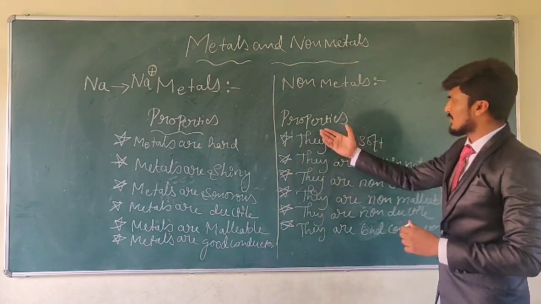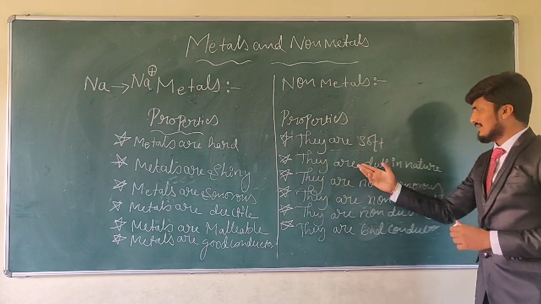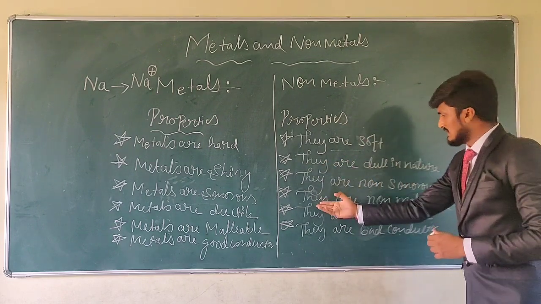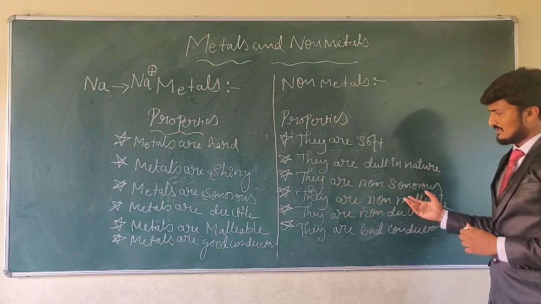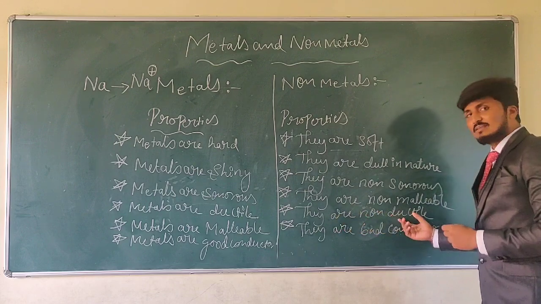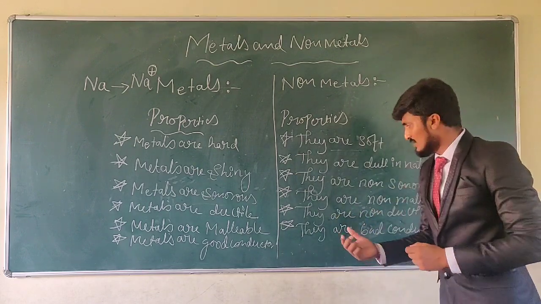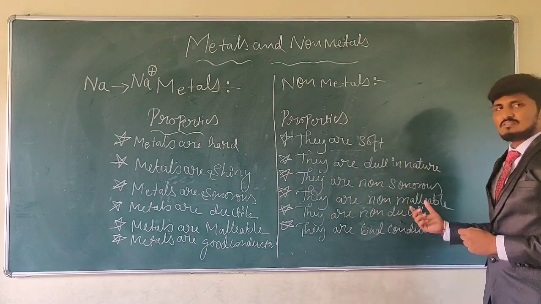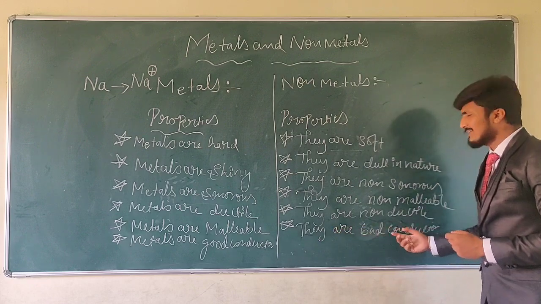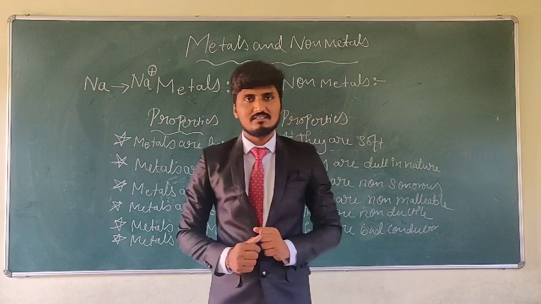Now, if you observe the properties of non-metals, they are soft in nature and dull in nature, that means they are not shiny. They are non-malleable, they cannot be drawn into thin wires. They are non-ductile, as they are brittle in nature, they cannot be made into thin sheets. They are bad conductors of electricity. Yes, non-metals are bad conductors of electricity.